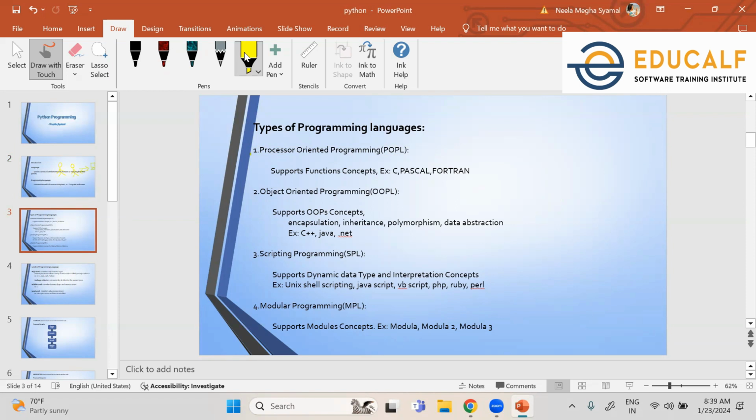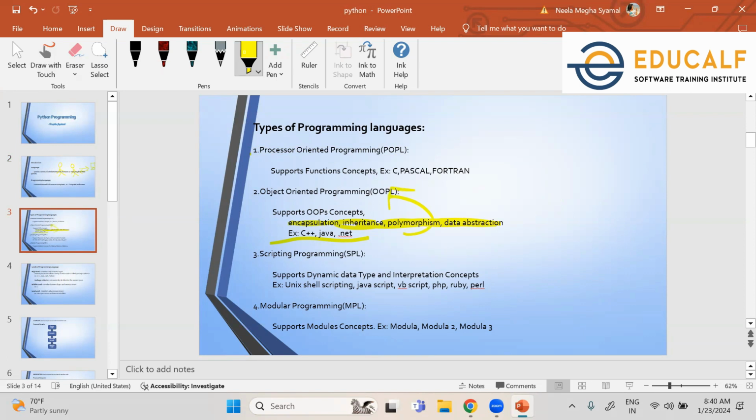The next one is object-oriented programming language. When coming to the object-oriented programming language, it does have OOPS concepts in it. What are OOPS concepts? OOPS concepts are basically encapsulation, inheritance, polymorphism, and data abstraction. So you have four different concepts within it. The best examples for the object-oriented programming language are C++, Java, and .NET.